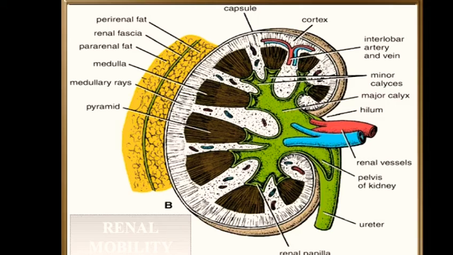Now we will see the internal structure. It is divided into an outer cortex and inner medulla. The outer portion which surrounds the periphery of the kidneys is the renal cortex, and the inner portion which has the pyramids, brown colored pyramids, is the renal medulla.